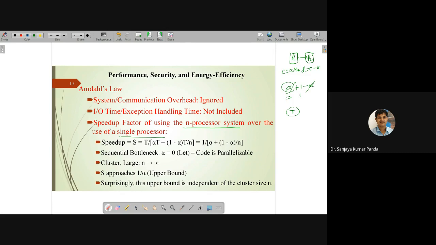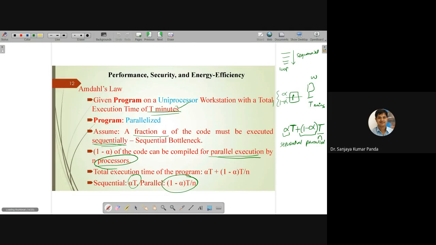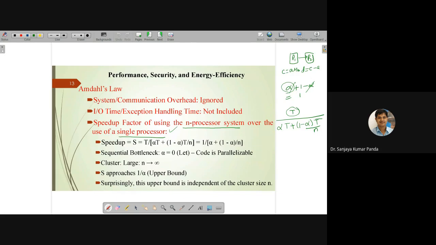Whether it is sequential or parallel, as there is a single processor, you have to execute it. So the total code is one, and it takes t time to execute. But if alpha of the code is sequential and 1 minus alpha is parallel, then it is alpha t plus (1 minus alpha) t divided by n, which we have seen in the previous slide. Alpha t is for the sequential part, (1 minus alpha) t by n is for the parallel part, for an n processor system. But for a single processor system, it is t.